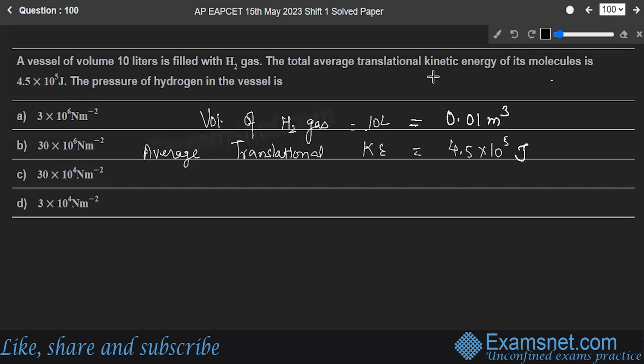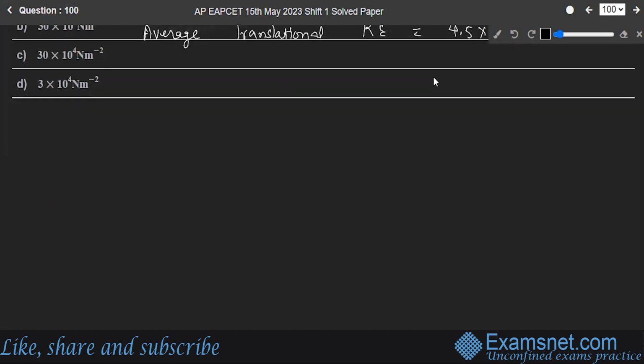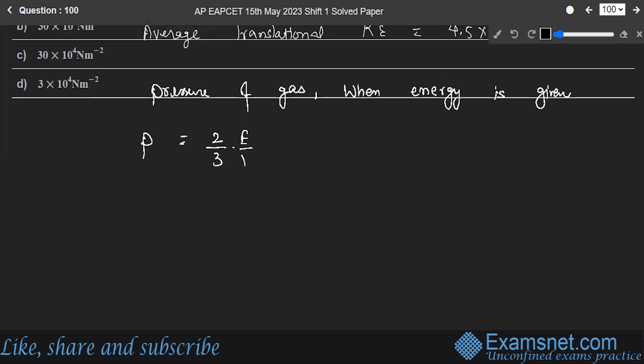Because when it is divided by 1000, it will give you this. Okay. So the pressure of the gas when energy is given by P is equal to 2 by 3 into E upon V.